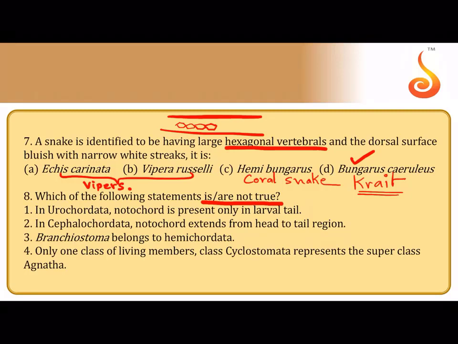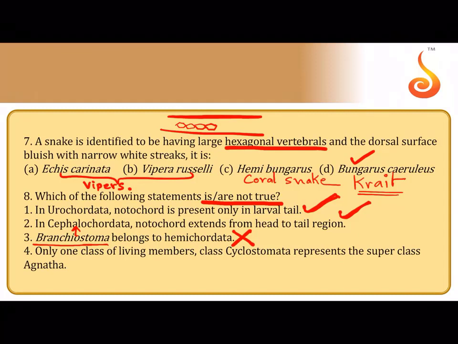Which of the following statements is or are not true? In Urochordata, notochord is present only in larval tail, very much true. In Cephalochordata, notochord is existent from the head to the tail, very much true. Again, it is present throughout the life of the organism, true. Branchiostoma belongs to Hemichordata is false, because Branchiostoma belongs to Cephalochordata. It was earlier called Amphioxus, now it is called Branchiostoma.